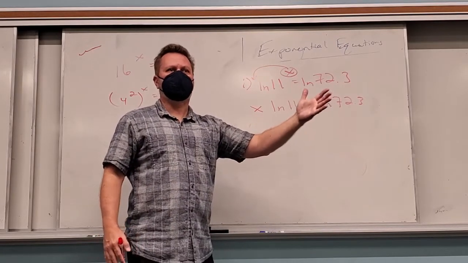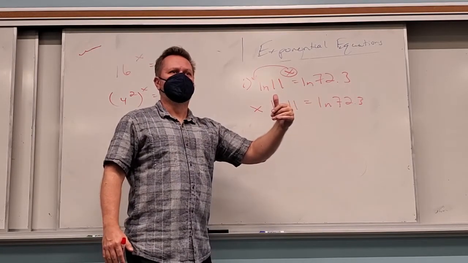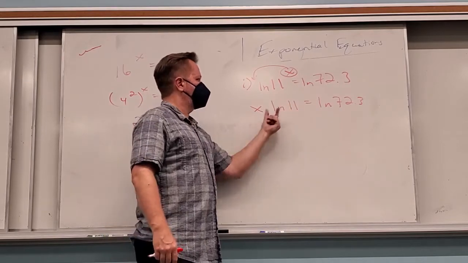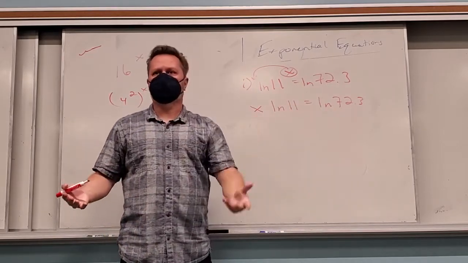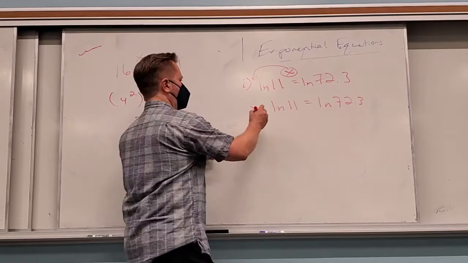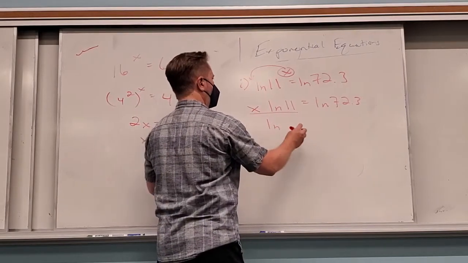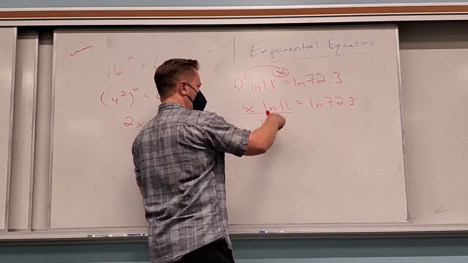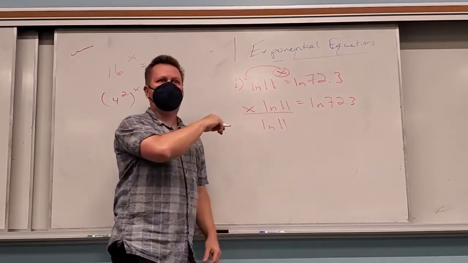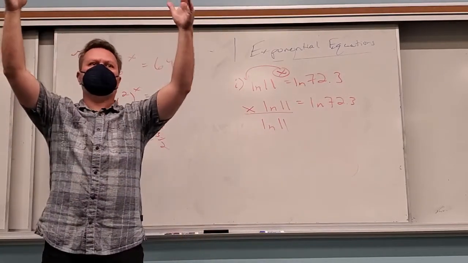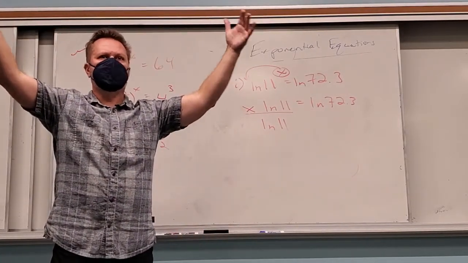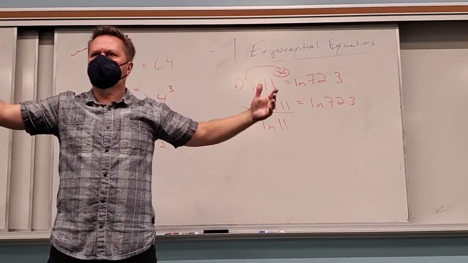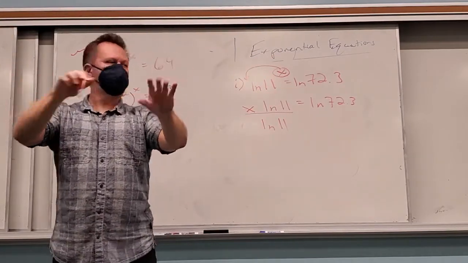How do I solve for x? I have a number times x equals a number. How do I solve for x? Divide by what? ln of what? ln of 11, because you want that to die, so you get x by itself. So don't freak out about ln. You don't have to know what ln of 11 is. It's a number. You want to get rid of it. I want x by itself, like always.